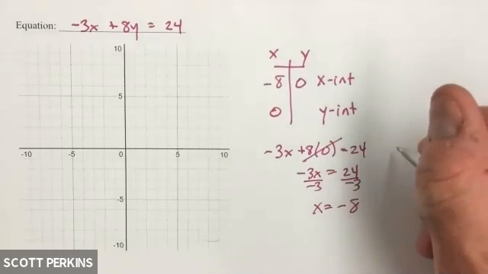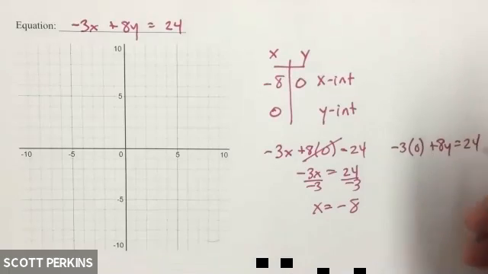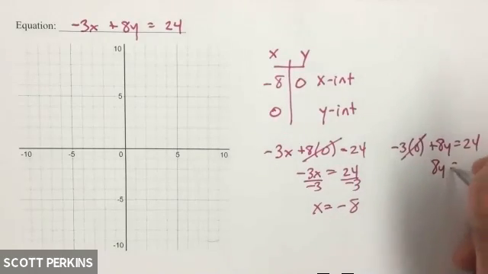Then I plug in the x value 0. So negative 3 times 0 plus 8y is equal to 24. 8y is 24. And when I divide, I get y is 3.